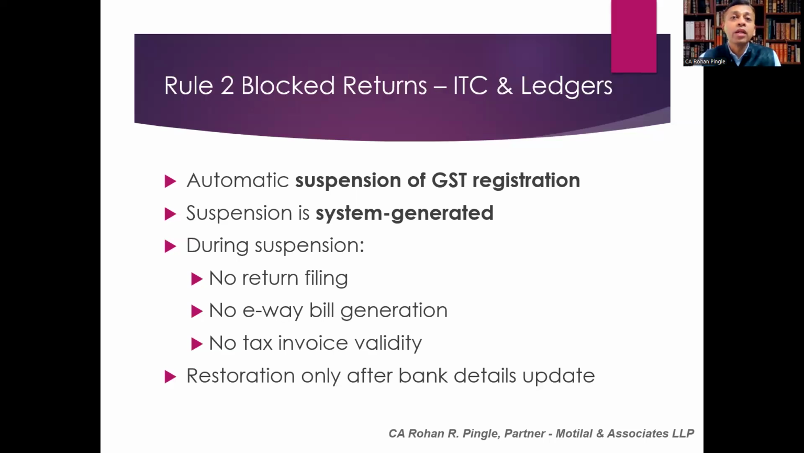Moving further, let's see rule 2, blocked returns for non-compliance. From 2026, you cannot file incorrect returns and fix them later on. If the ITC ledger doesn't support the claim or RCM tax is unpaid, GSTR-3B will not open for filing. This marks the end of estimated ITC, temporary adjustments, and post-filing corrections.